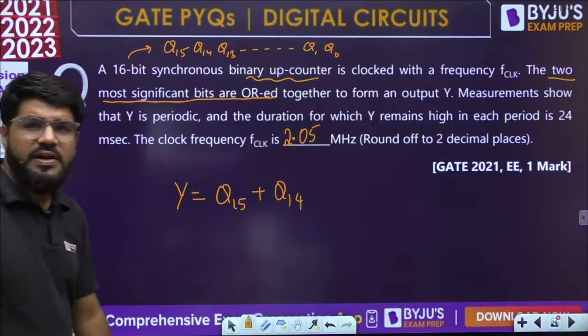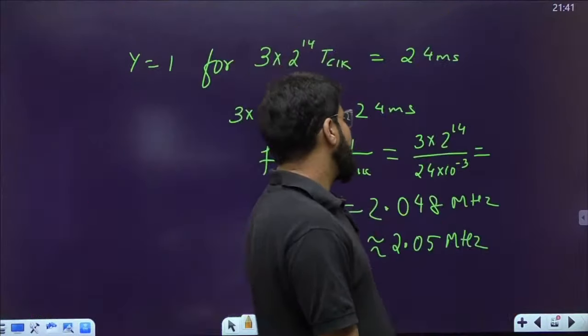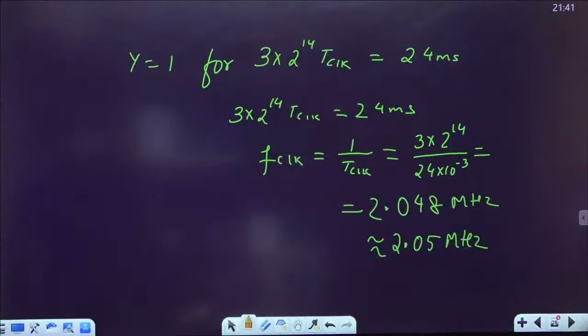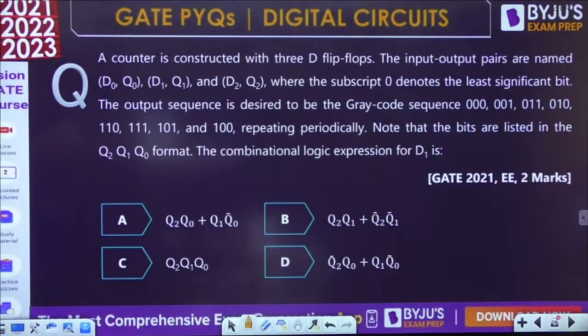2021 EE, 1 mark question. Let's quickly move ahead to the next question. 2021 EE, 2 mark question.